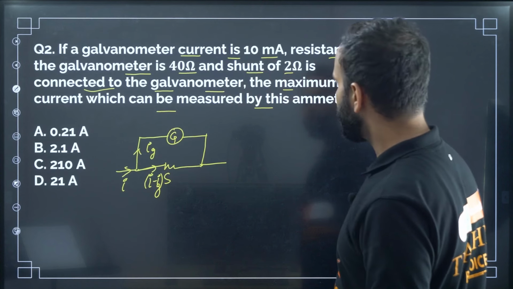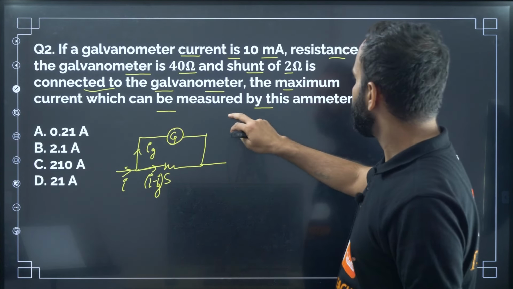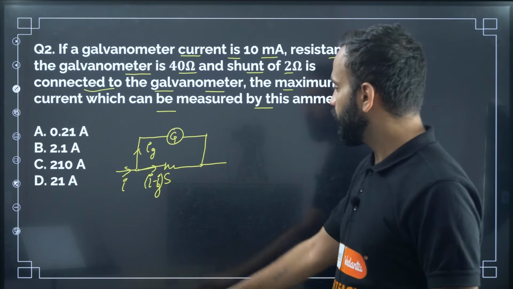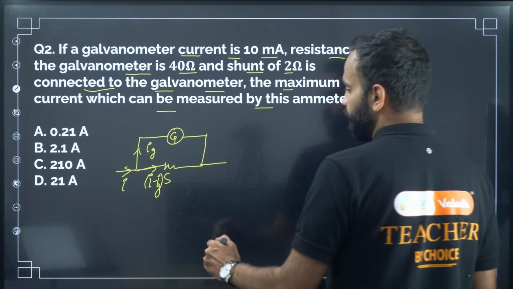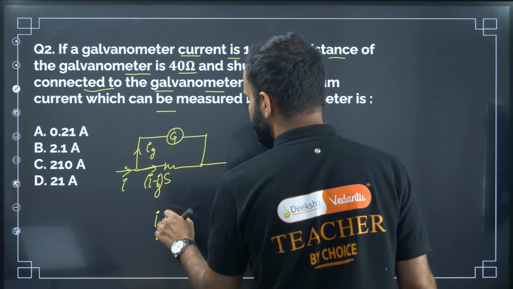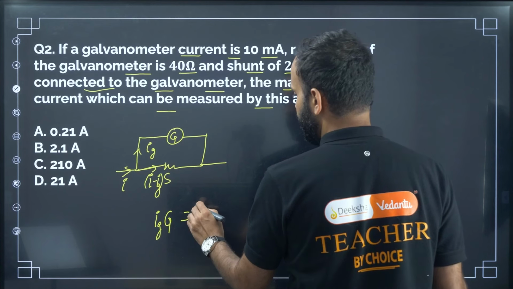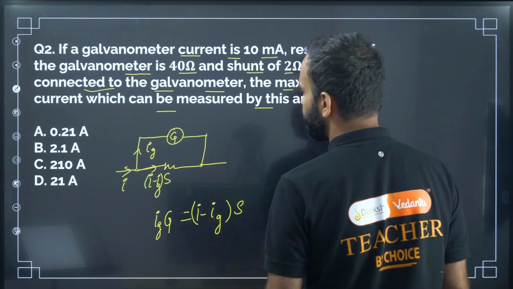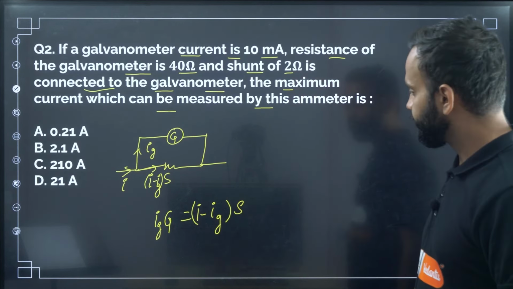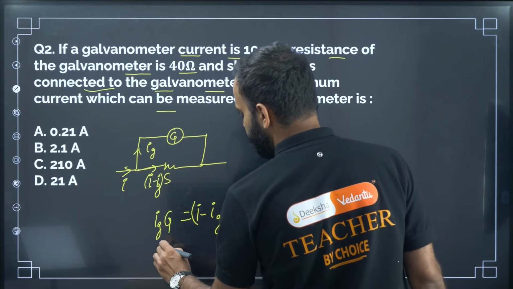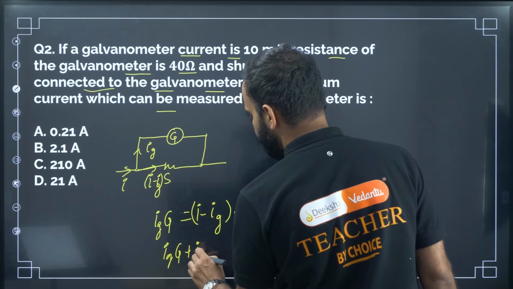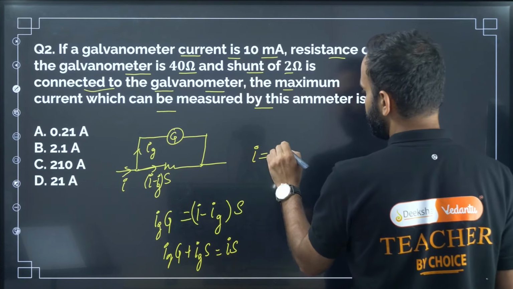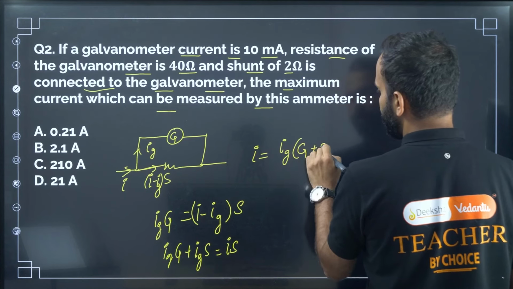Here we need to find the maximum current which can be measured by this ammeter, that is the value of I. So here Ig into G, that is potential difference across the G, is equal to I minus Ig into S. So Ig into G plus Ig into S is equal to I into S. So we need to find the value of I equal to Ig into G plus S divided by S.